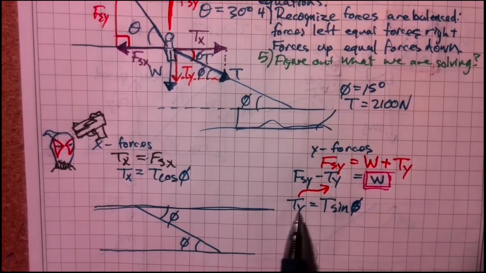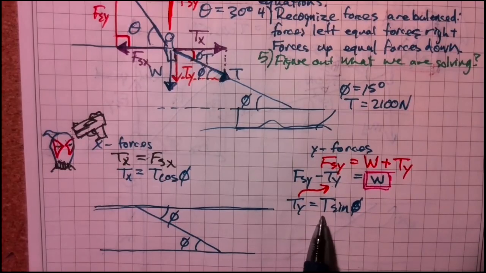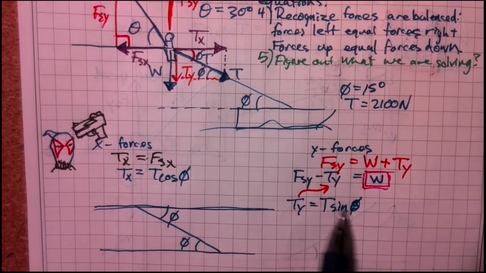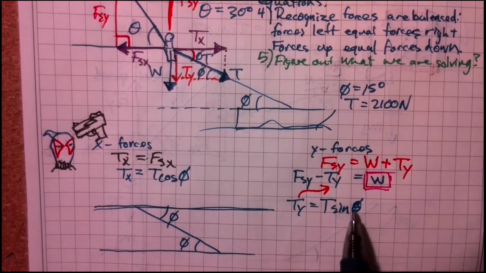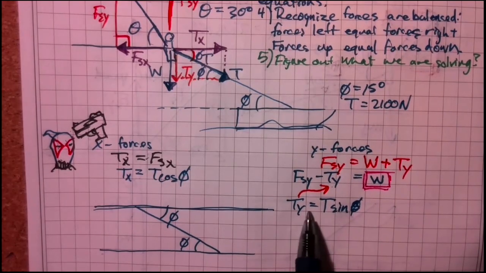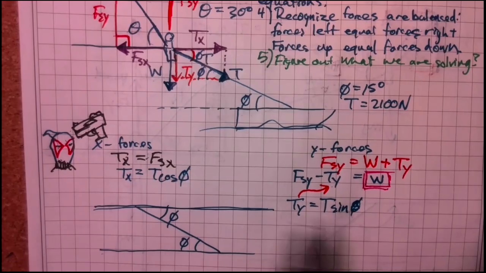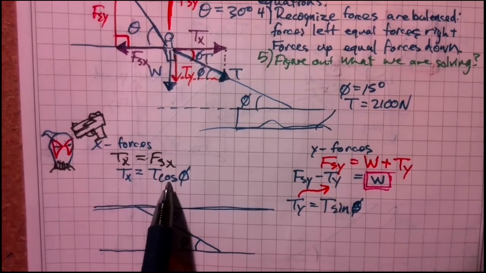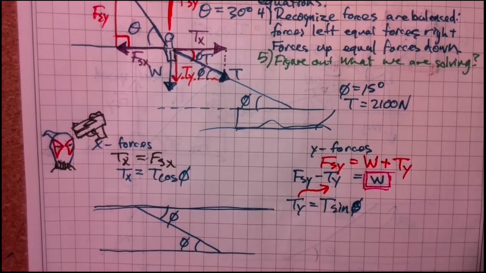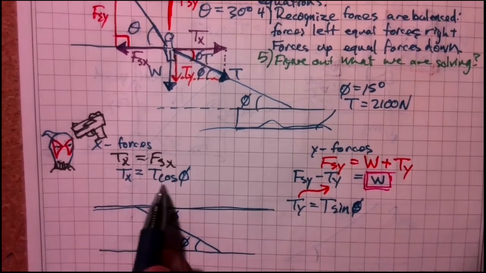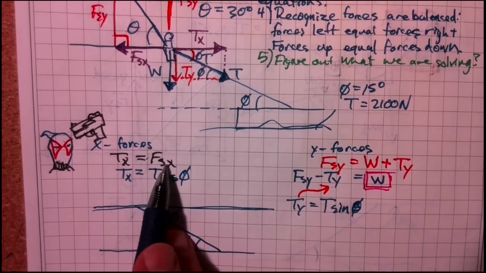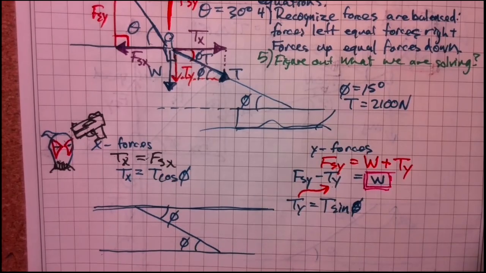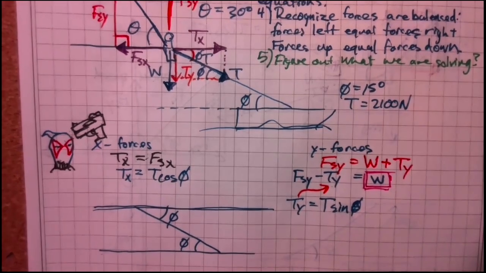And that makes sense because T y was equal to T sine of theta. T x is equal to T cosine of phi. I said theta, I meant phi. So T y is equal to T times sine of phi, and T x is also equal to T cosine of phi. So we've got T of x now. I know all the numbers for this, I can just plug that in. And this is also equal to F of s of x.